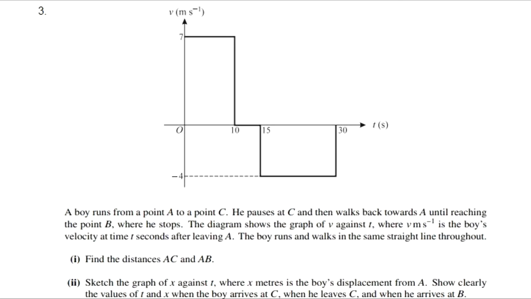First part, find the distance AC and AB. Second part, sketch the graph of x against t, where x meters is the boy's displacement from A. Show clearly the value of t and x when the boy arrives at C, when he leaves C, and when he arrives at B.